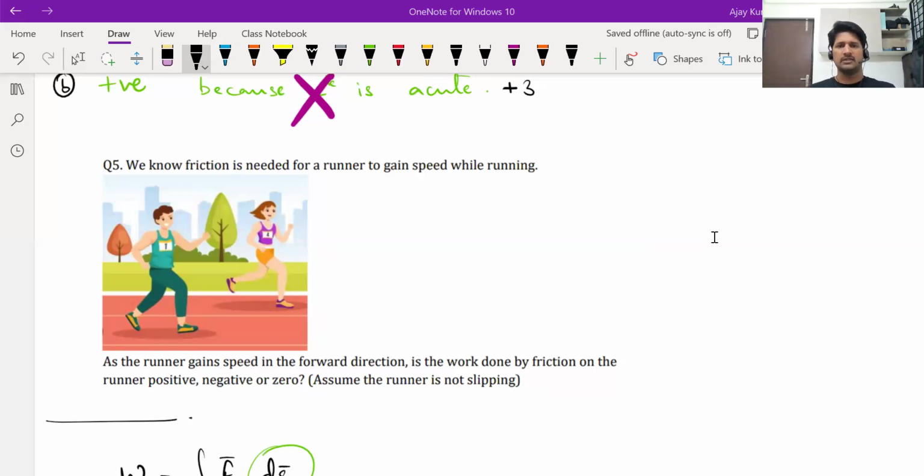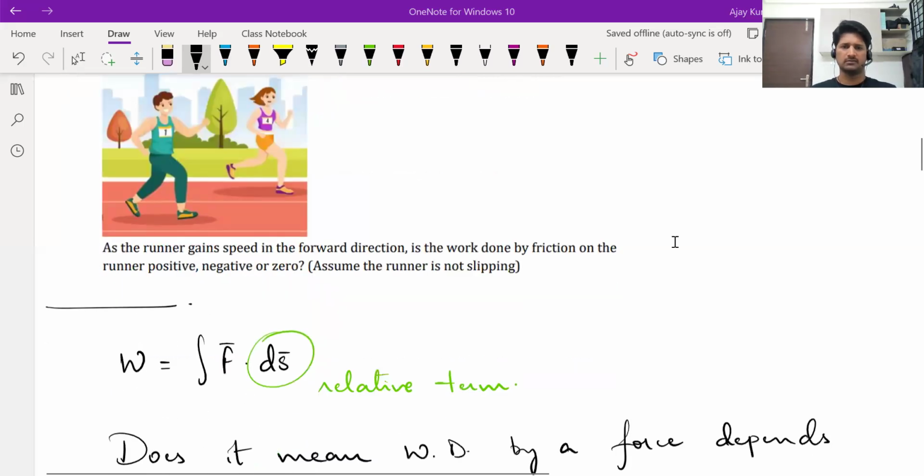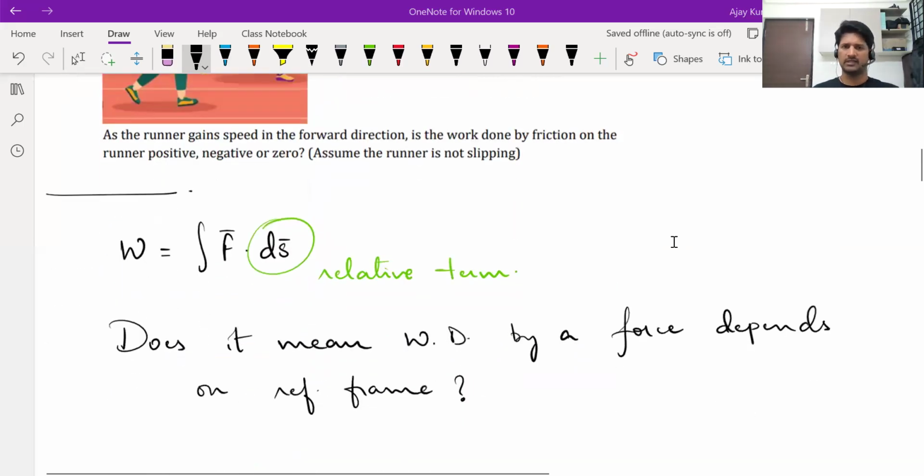Okay, thank you all. Make sure you answer that worksheet, and tomorrow I'll send you one more worksheet also. Simple questions based on variable force, work done by variable. Some 4 or 5 questions will be there. Try to solve them. Okay, we'll continue on Monday.